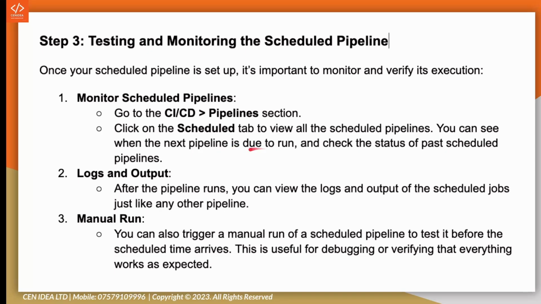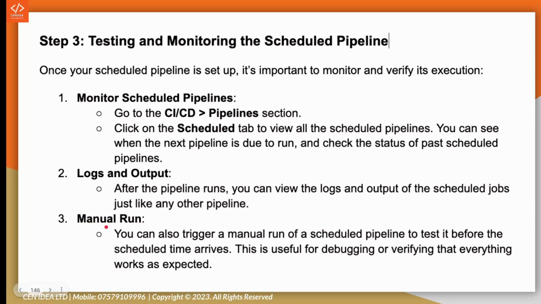GitLab will tell you when it is due to run, so that you can check the cron syntax that you put in. In a minute we'll see this cron in detail again, but let's just talk through it quickly. You would also see the aspect that says the log and output. After the pipeline runs, you can view the logs. It will keep the logs and output of the scheduled jobs for you, so you can go back in time and download things and see how the job went.